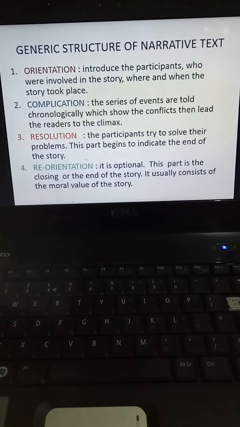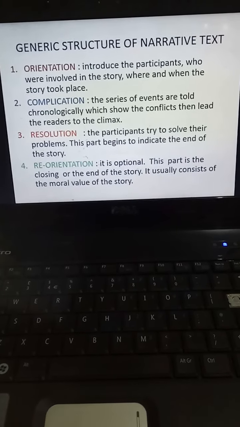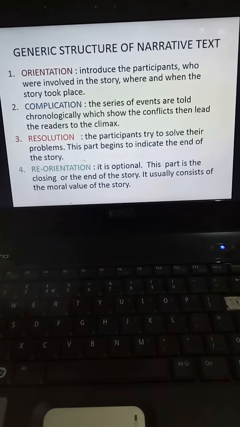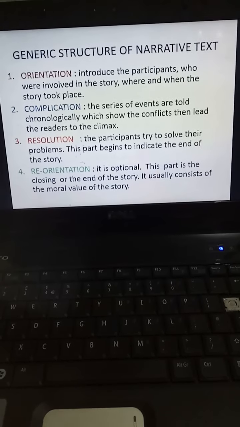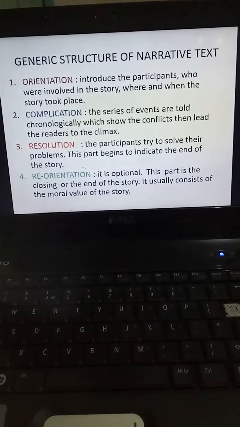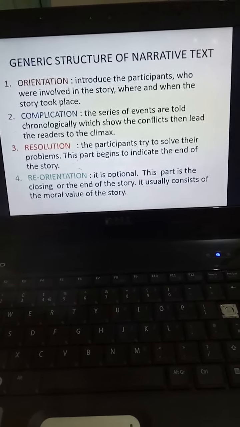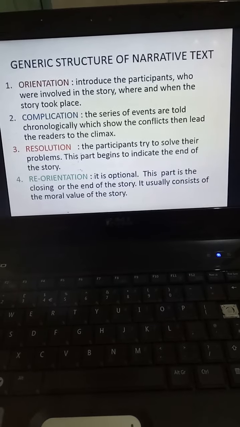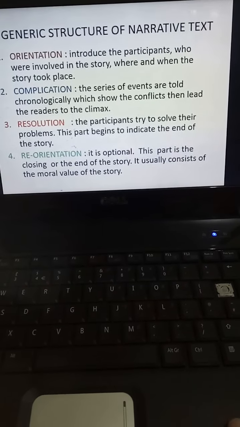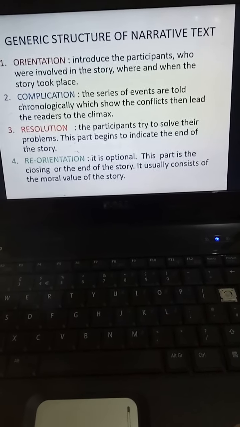Generic structure of narrative text has four components. The first, orientation. Orientation is introducing the participants who were involved in the story, where and when the story took place. The second, complication. Complication is the series of events told chronologically which show the conflicts, then lead the readers to the climax. The third, resolution.